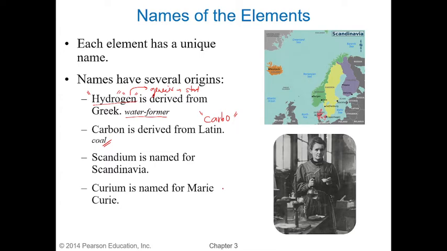And there are also some instances where an element is named after a personality or a scientist. For example, curium is named after Marie Curie. Marie Curie also discovered elements, so she is honored with the naming of an element after her.